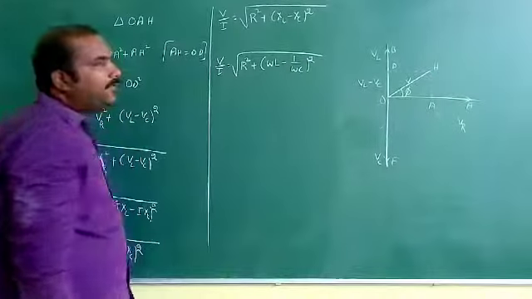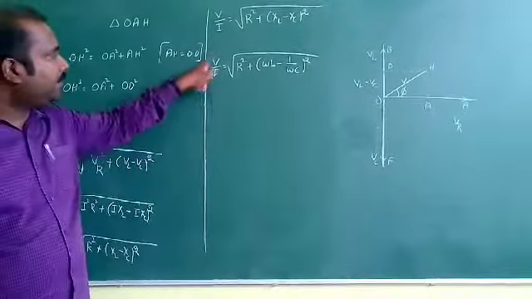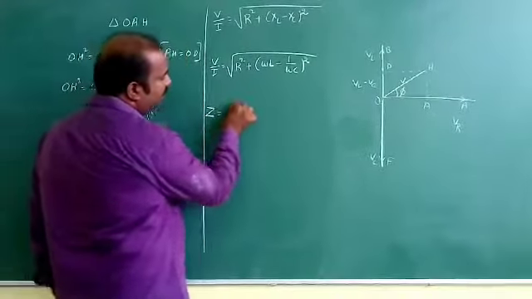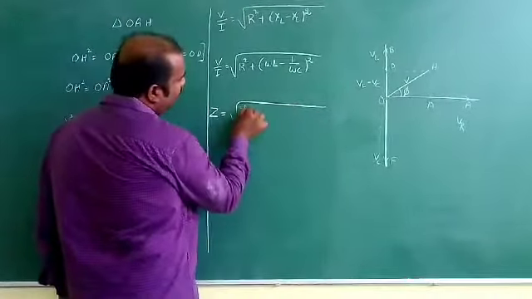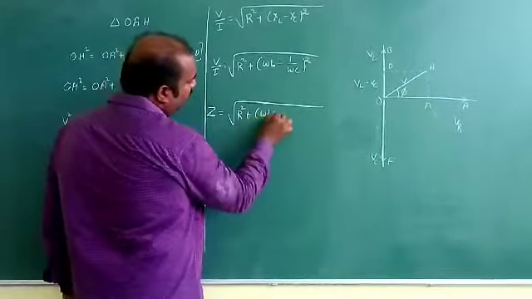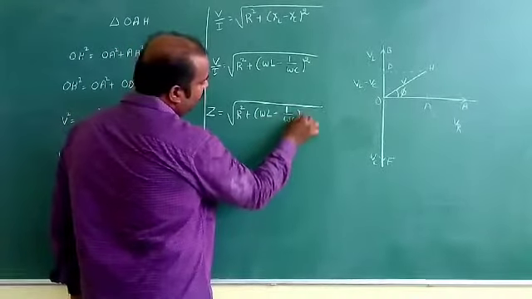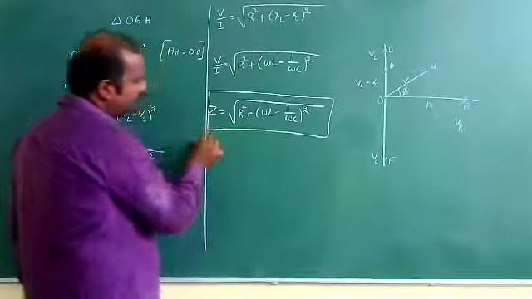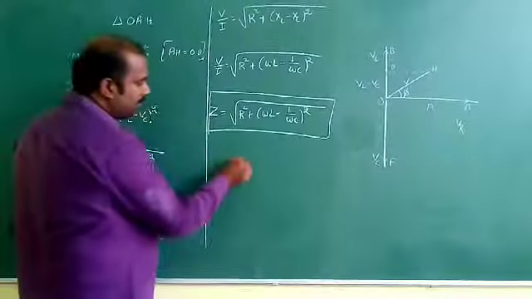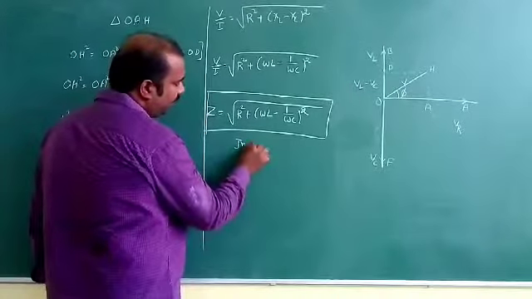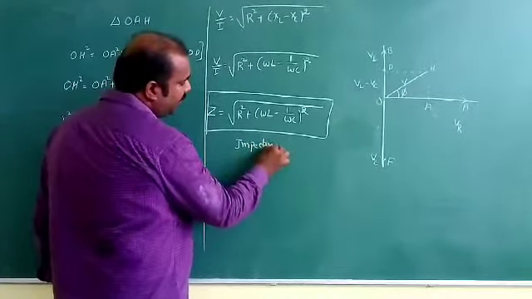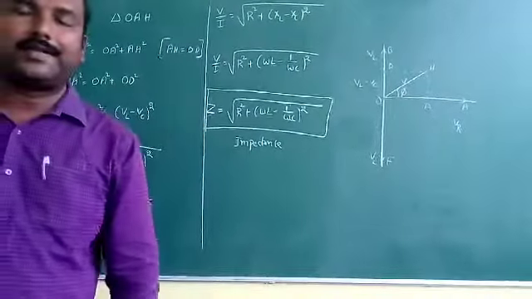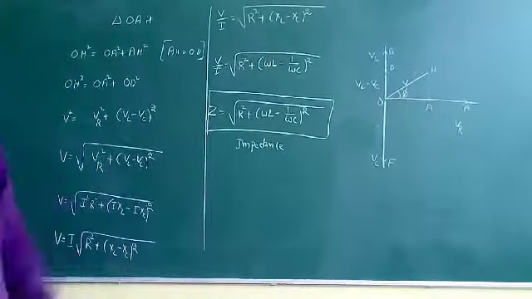Now in place of V by I, this term is equal to resistance, then total resistance is nothing but Z, and Z is equal to square root of R square plus (omega L minus 1 by omega C) whole square. And this we call it as the impedance of the circuit. What is the meaning of impedance? Impedance is nothing but the net opposition offered to the AC by inductor, capacitor and resistor. This total resistance we call it as impedance.